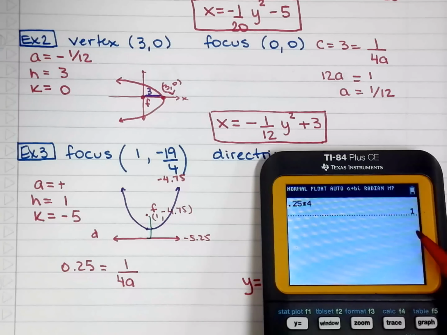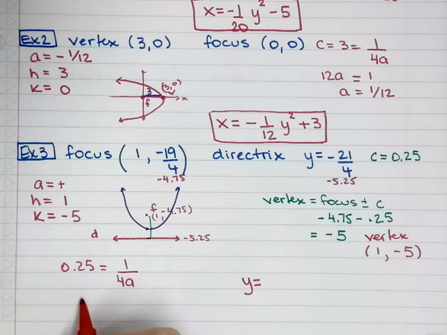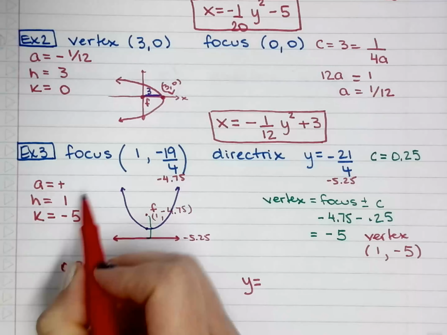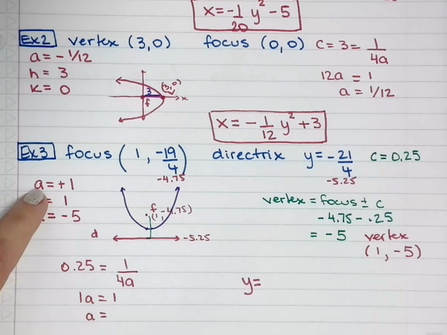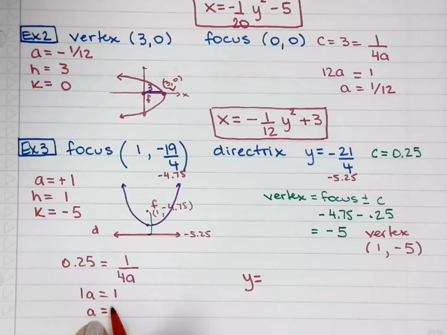No, the calculator is not broken. 0.25 times 4 is 1. Ooh! So I have 1A equals 1, so A is 1. We already decided in the beginning that A was going to be positive because the parabola is opening up. So it is nice when A is 1.